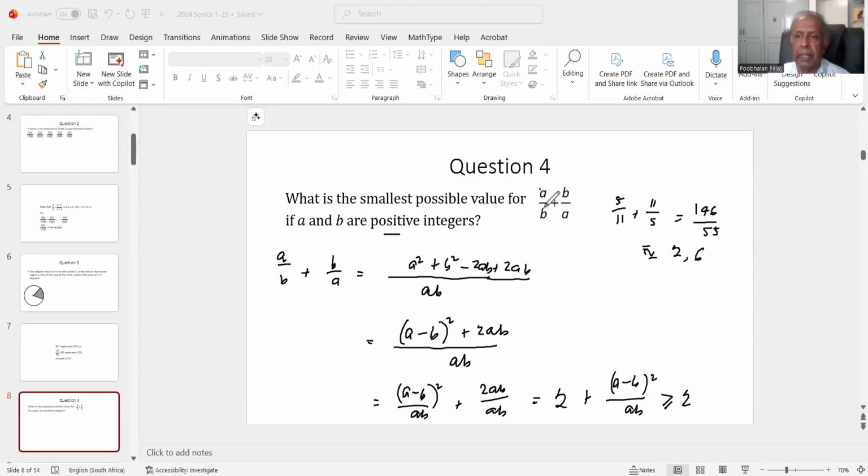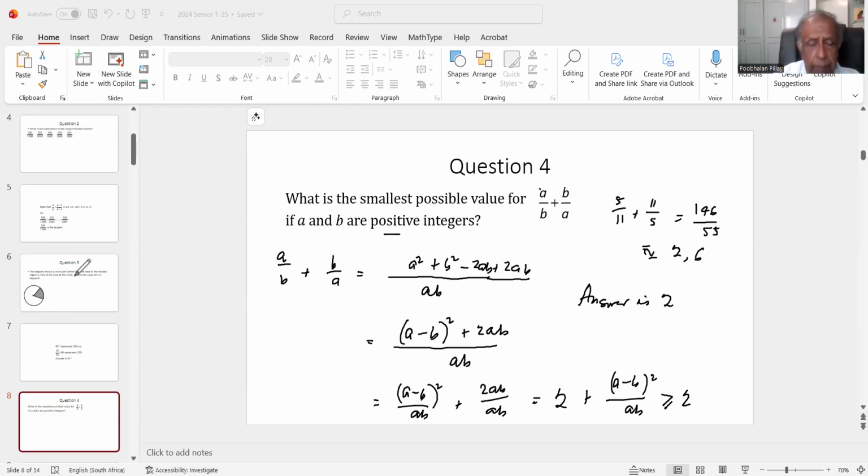But we could have seen that right here. If A equals B, then this is 1, and this is also 1. So 1 plus 1 is 2. But in general, it's always greater or equal to 2. The 2 can be achieved because if A equals B, you can make it equal to 2, but otherwise it's greater than 2. So 2 is the answer. It's the smallest possible value. Now you can see the questions become a little bit demanding, but you've got a new strategy to solve problems like this.